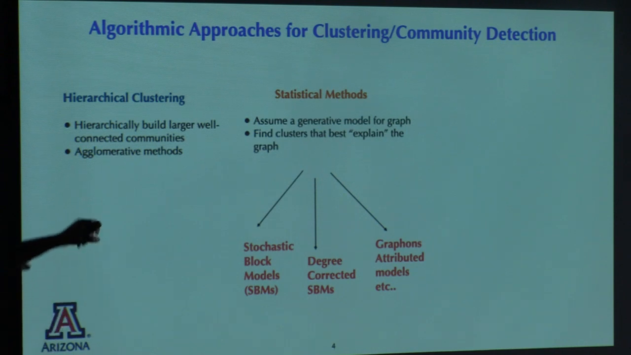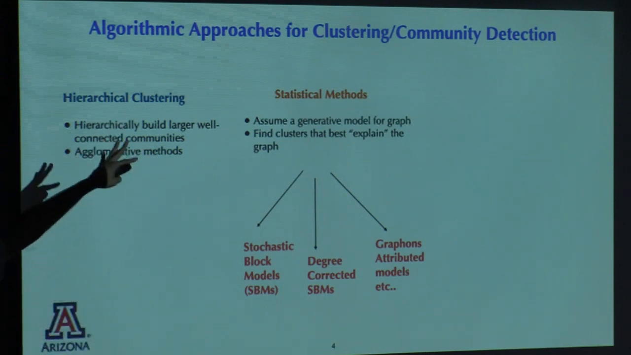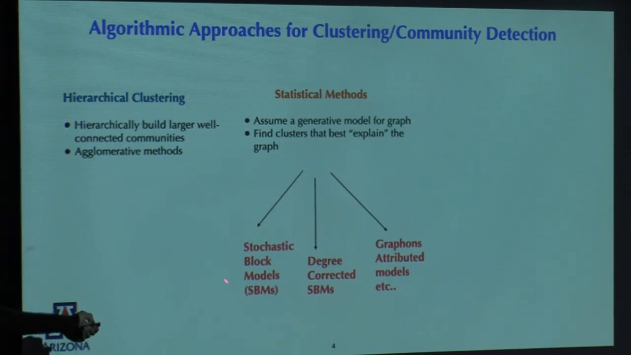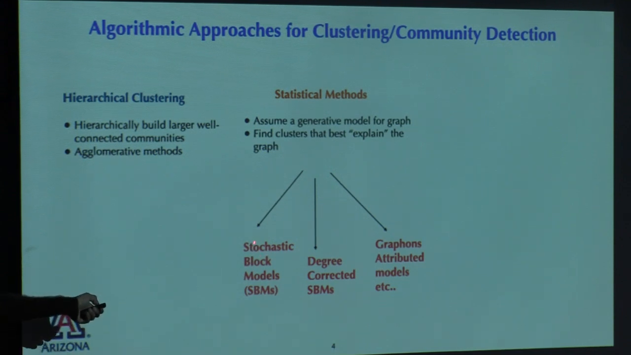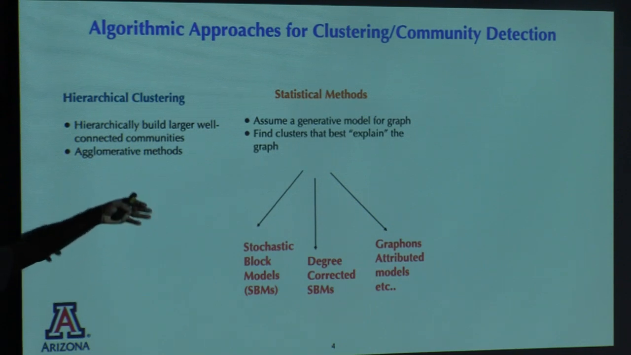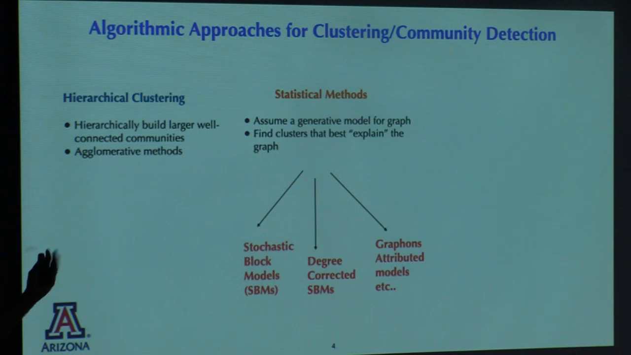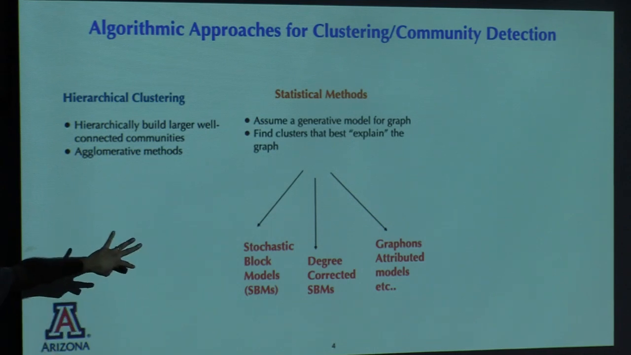Now this talk is going to follow this vertical, that is statistical methods, and focus on one very specific model, a generative model called the stochastic block model. I'll explain that. This is a very basic, fundamental model, and there are more bells and whistles you can add to make it richer, removing some of the shortcomings in the elementary features. There are degree-corrected SBMs, graphons, attributed models, and so on. But for the scope of the talk, I'll just focus on the simplest.